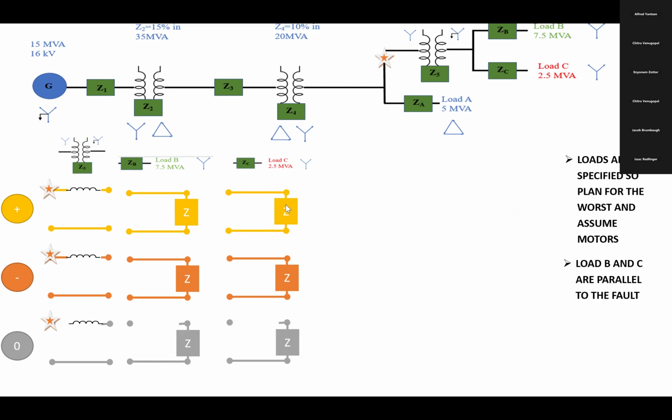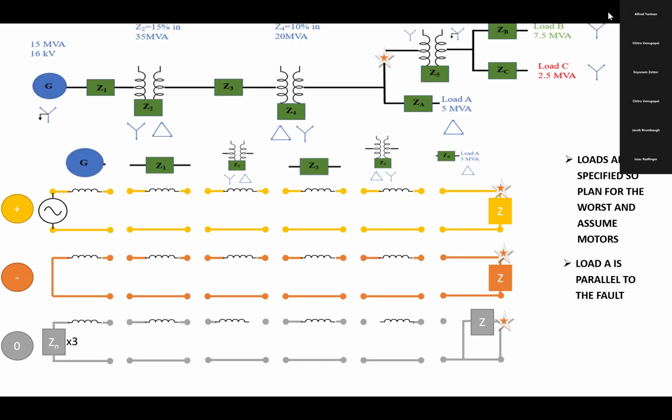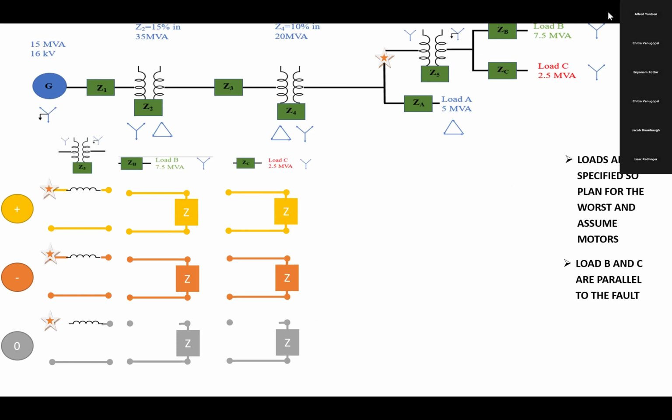In the previous case, look at here. In this case, it is series. I mean, look at these impedances. These impedances are in series, so you are connecting them in series. Whereas the loads are in parallel to the fault, that's why you're connecting them in parallel. Okay. Same thing here. So these two, ZA and ZB, are in parallel. So connect them in parallel. Okay. Now put them together.